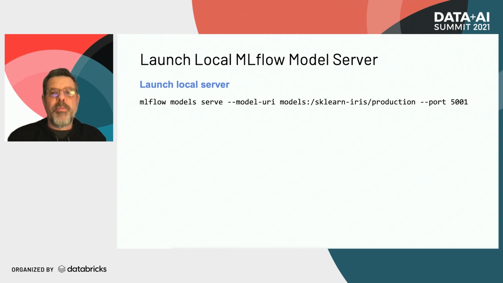Here's an example of how to launch. This is the simplest way to launch a server. This would launch on your laptop, so we're using the command line interface here to create a server on the given port, in this case 5001. The option model-URI, as I mentioned before, specifies in the registry the address of the model. In this case, it's a scikit-learn iris model, and we're grabbing the production version of it.